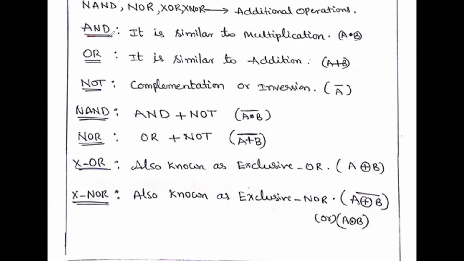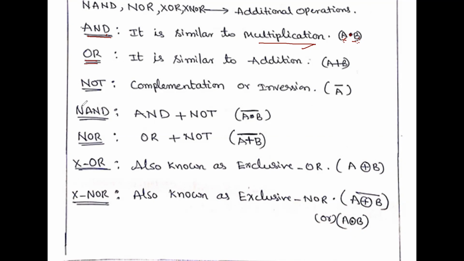Now let us discuss the basic operators. The first one is the AND operator. It is similar to multiplication. That means A and B. Suppose we take two numbers A and B, we have to AND them together with the dot symbol. So dot means the ANDing operator, which is identical to the multiplication operation in mathematical algebra.